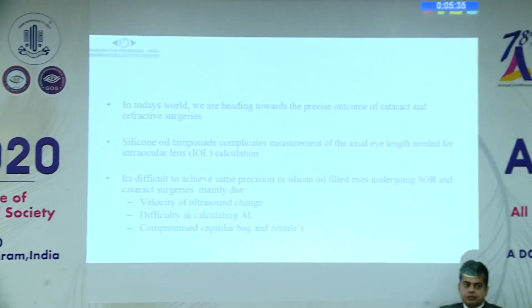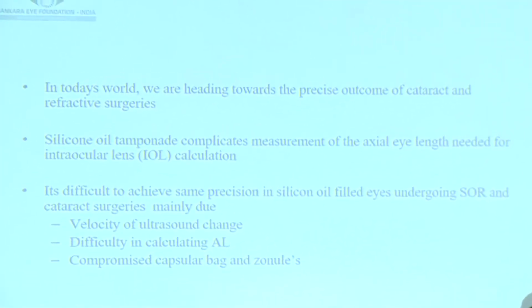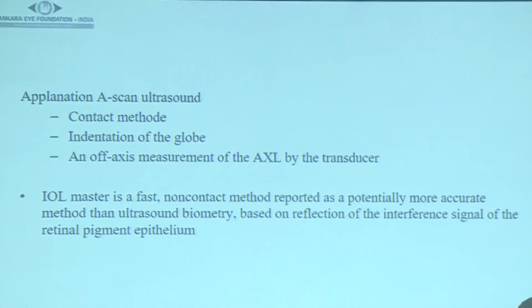In today's world, we are heading towards precise outcomes of cataract and refractive surgeries. Silicone oil tamponade complicates the measurement of axial length needed for the intraocular lens power calculation. It is difficult to achieve the same precision in silicone oil filled eyes undergoing silicone oil removal and cataract surgery, mainly due to the change in velocity, which leads to difficulty in calculating axial length, and compromised capsular bag and zonules.